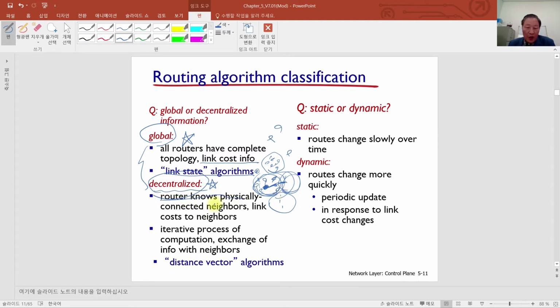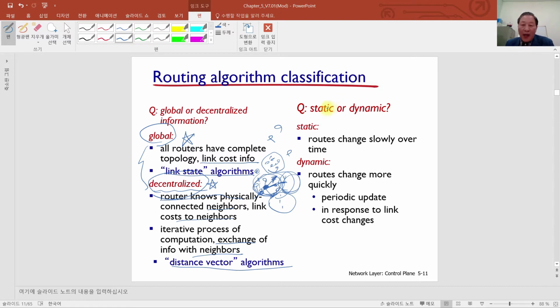The router knows physically connected neighbors, link costs to neighbors, and there is an iterative process of computation and exchange of information with neighbors. During that iteration, it exchanges information and finally gets the best path at that moment, and then maybe changes the next time. Thus, it is continuously updating that information. This is the distance vector algorithm.